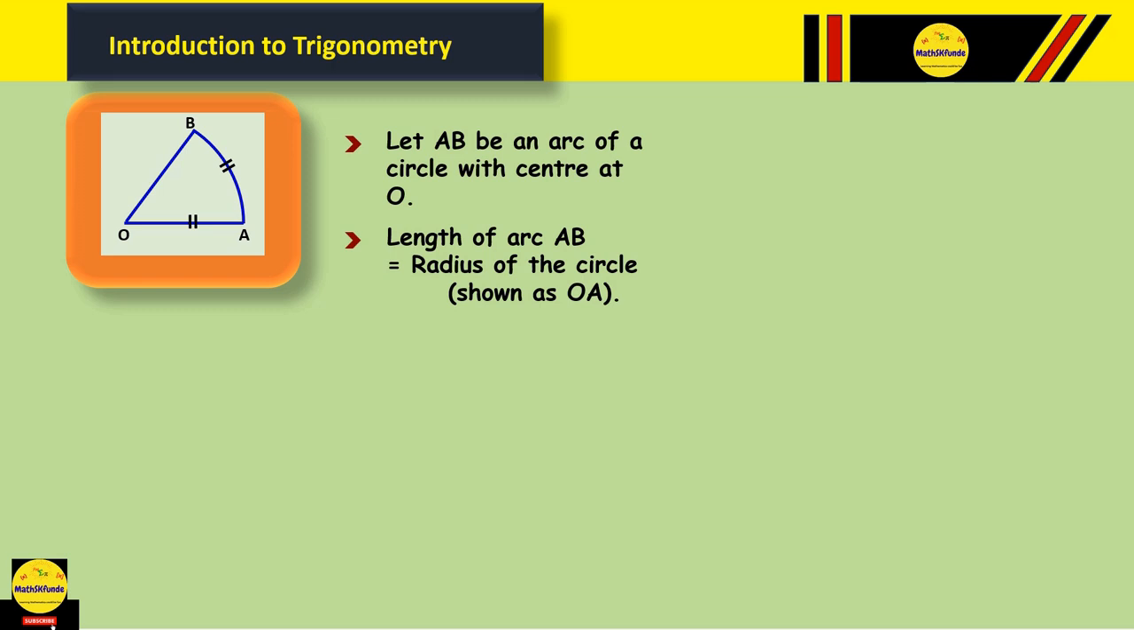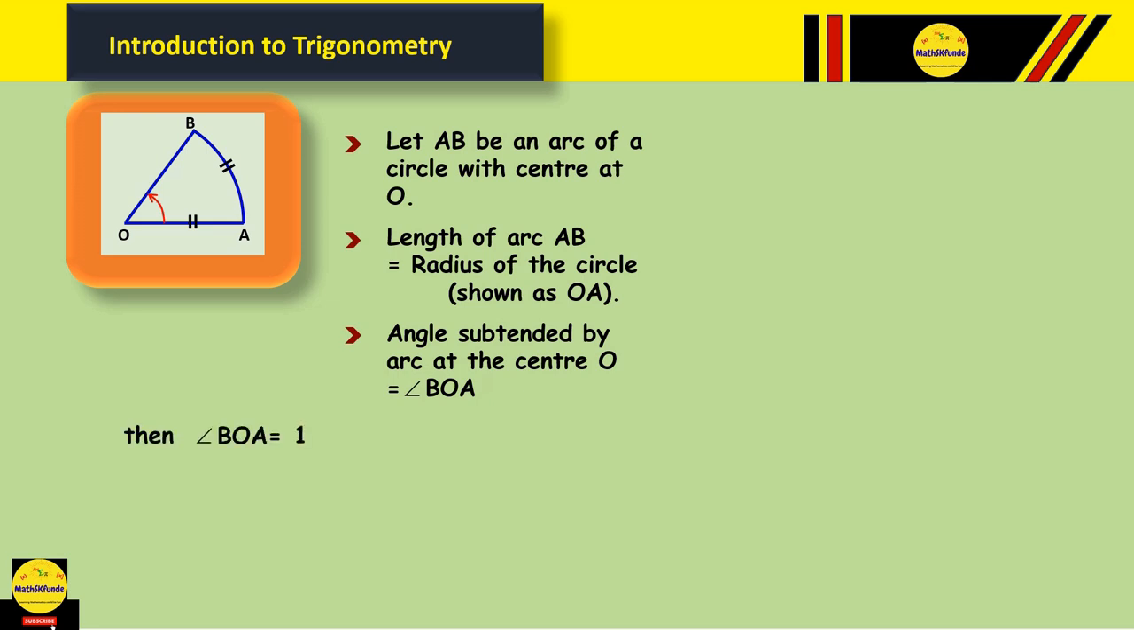the radius. And then if I join O to B, I find that arc AB subtends some angle at center O. That angle BOA, which is subtended by arc AB at the center, this is called 1 radian. So whenever you want to understand what is 1 radian, you have to take an arc from a circle whose length is same as that of the radius and just check for the angle subtended by arc AB at the center.